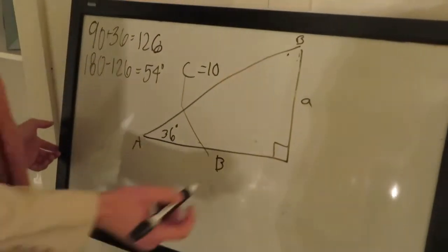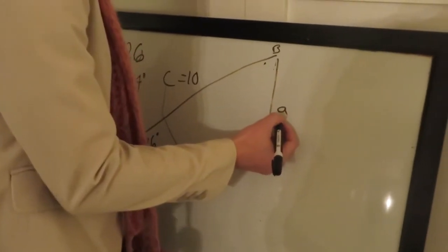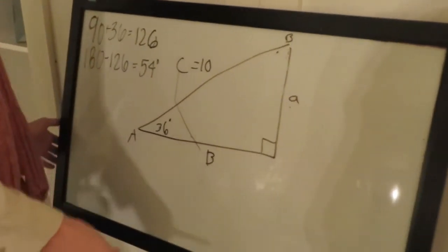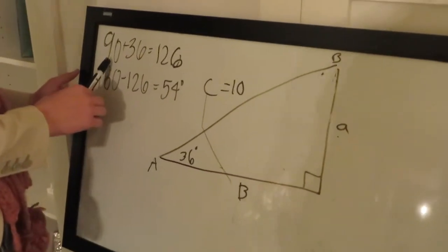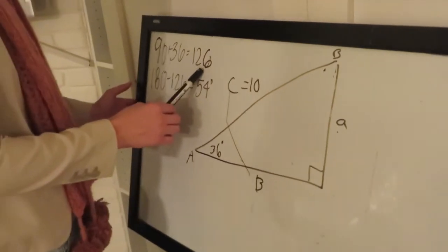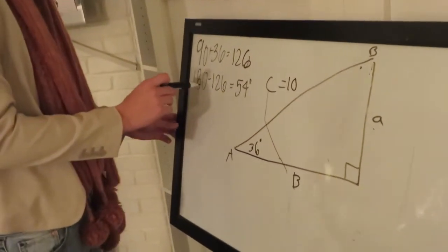For this problem, we're trying to find this unknown side A. So first, we find this angle B. 90 plus 36 equals 126. Then all you have to do is 180 minus 126 equals 54. So the angle is 54.